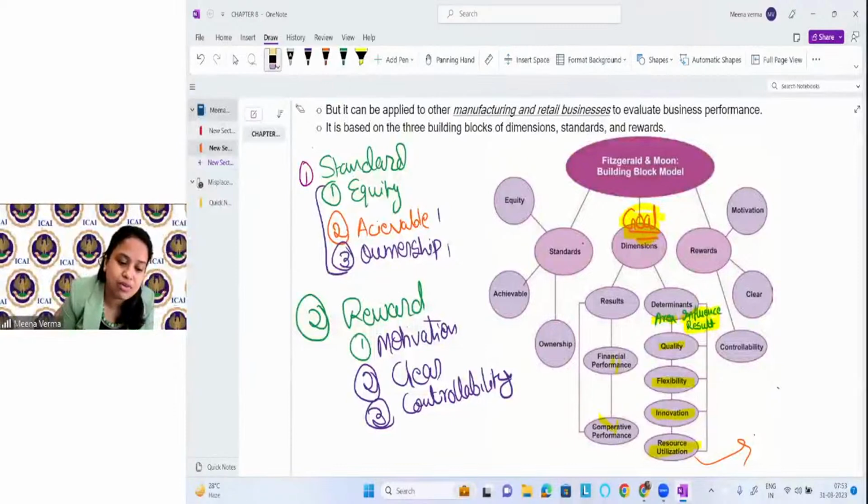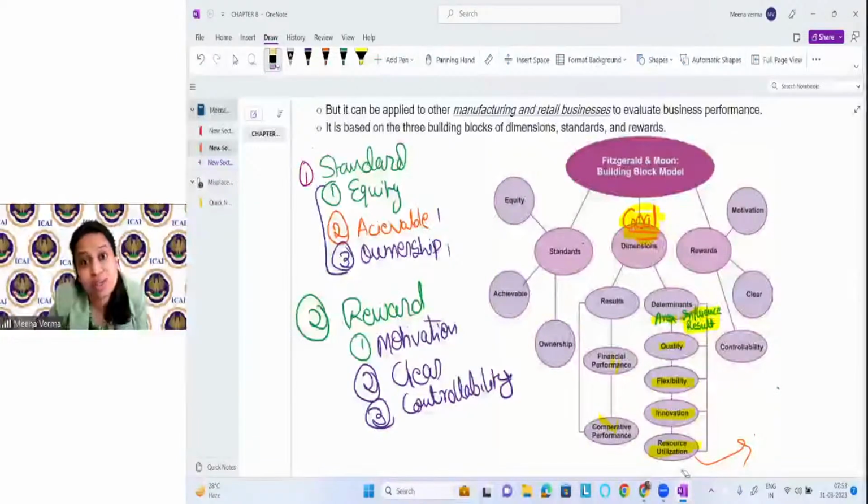So these are the areas that influence the result. These are the things that will help you increase profitability and improve the result. These are the areas, if you do not focus on them, it may decrease the results. So it is important to focus on these areas because it will improve the results.